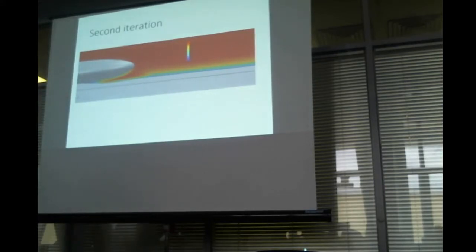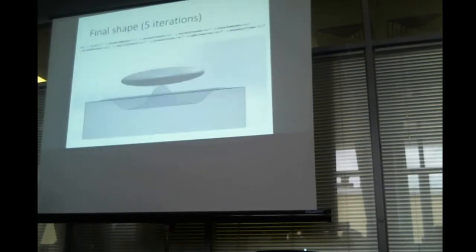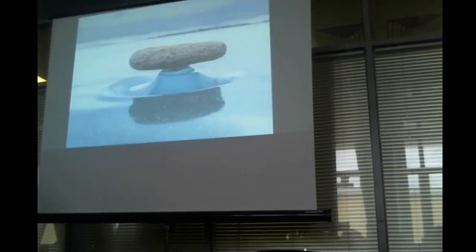We found the pressure again, plotted it again, and put delta H2 in the second iteration. After 5 iterations, we got this shape. These simulations were also done in SolidWorks. So this is our shape after 5 iterations of simulation. And this is the curve that we get from fitting our data.